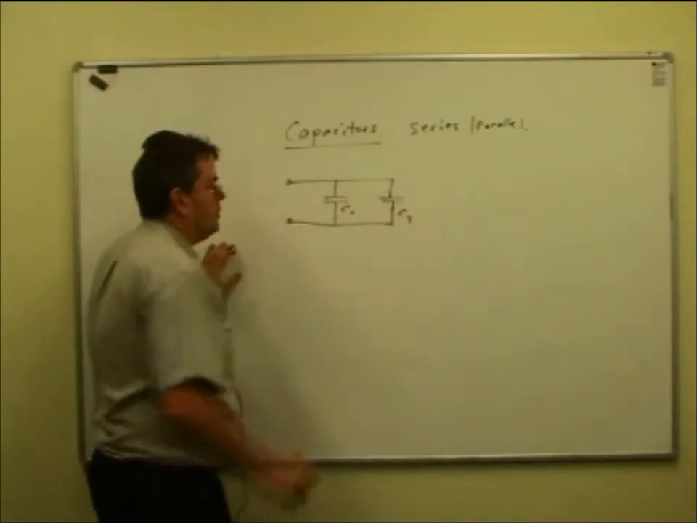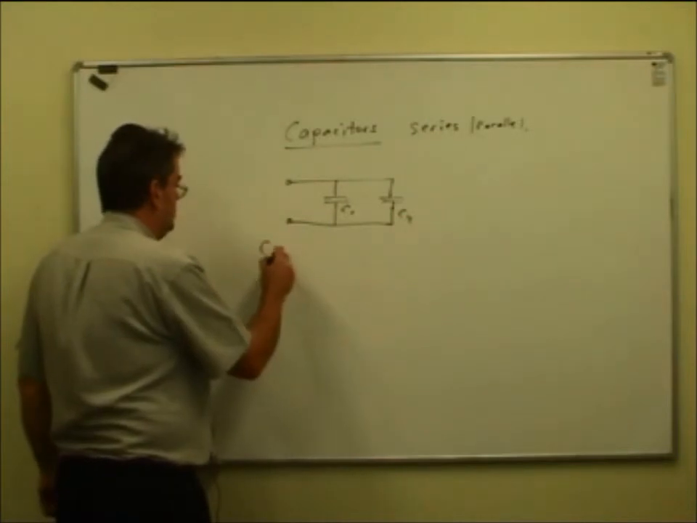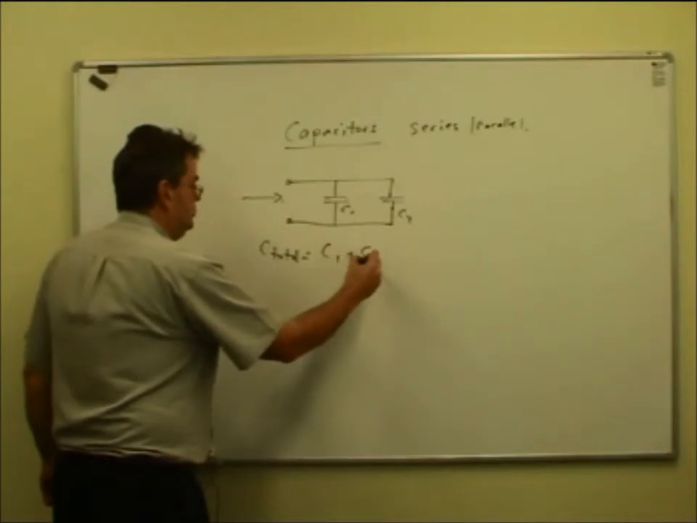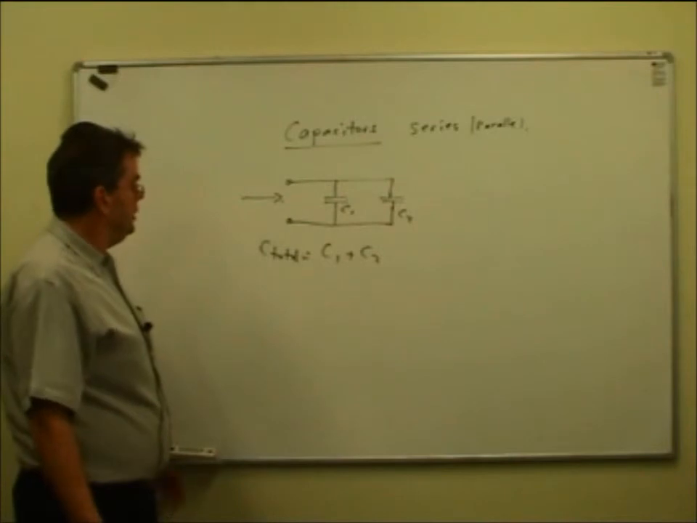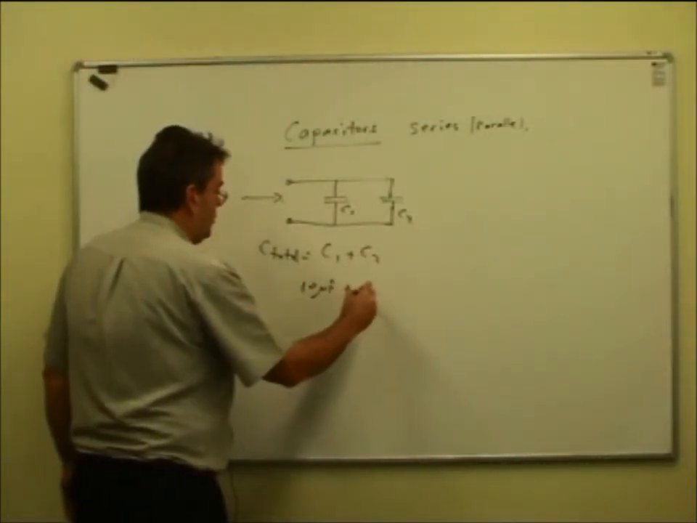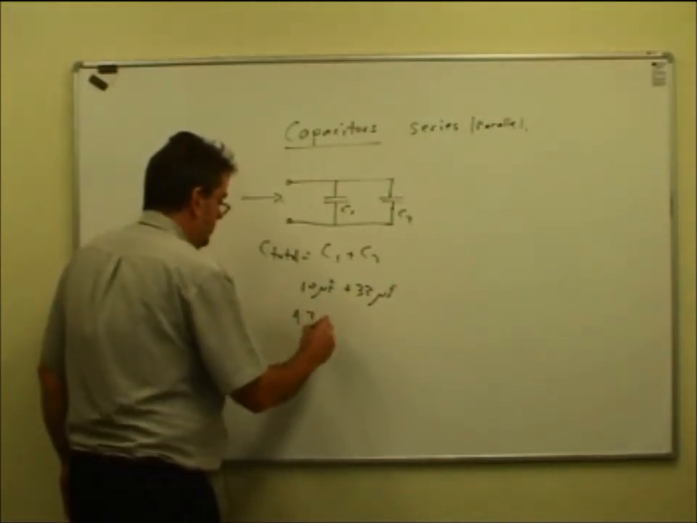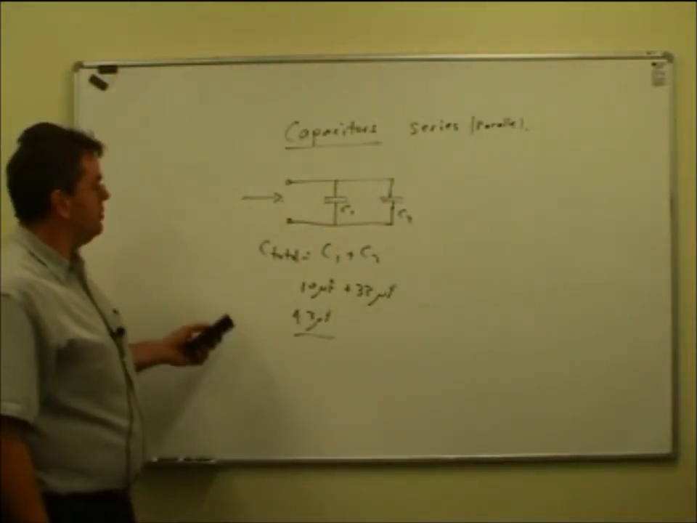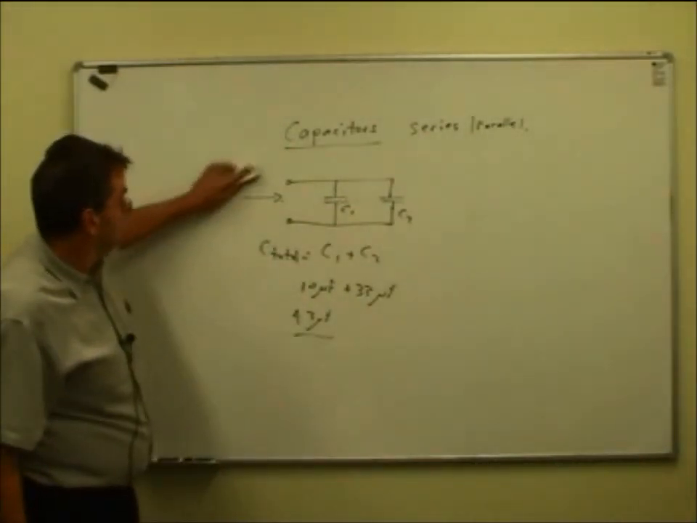So when we have capacitors in parallel, we add them up. C total, the total capacitance, is equal to C1 plus C2 and so on and so forth. There's 3 or 4 or 5, just add them up. So if we have a 10 microfarad capacitor in parallel with a 33 microfarad capacitor, the total will be 43 microfarads. Just remember it's opposite to resistors, but you can see why, because we're increasing the area of the plates, which increases the capacitance.